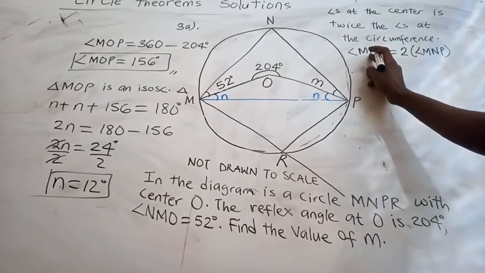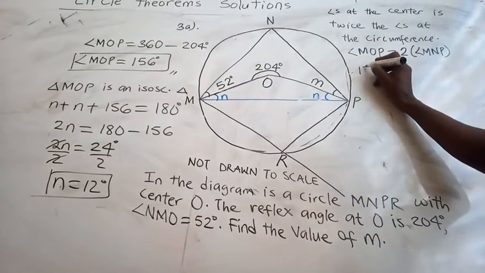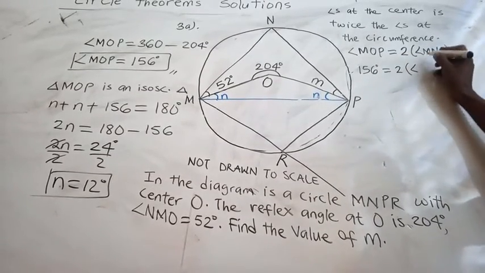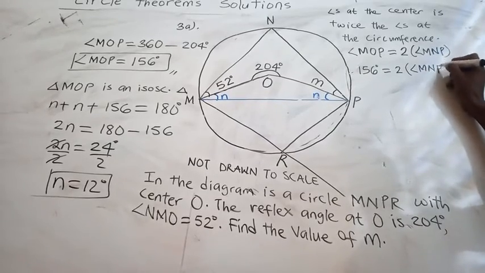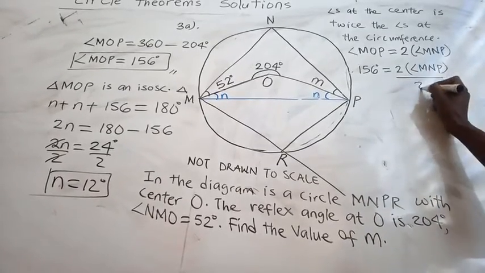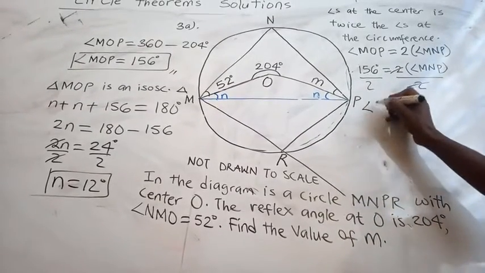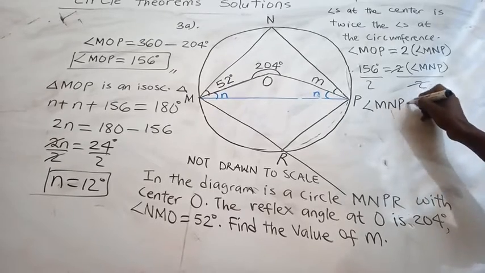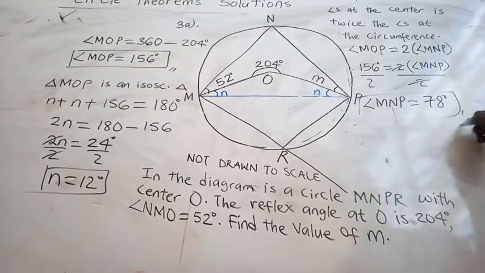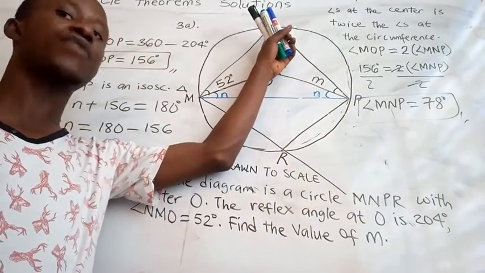So here we can see that the angle at the center, now calculated, is 156 degrees. So we get 156 degrees equal to 2 times angle MNP. Solving for angle MNP, we divide both sides by 2. So 2 cancels 2. You can clearly see that angle MNP will be equal to 78 degrees. Now, the 78 degrees is the angle at the circumference of the circle.